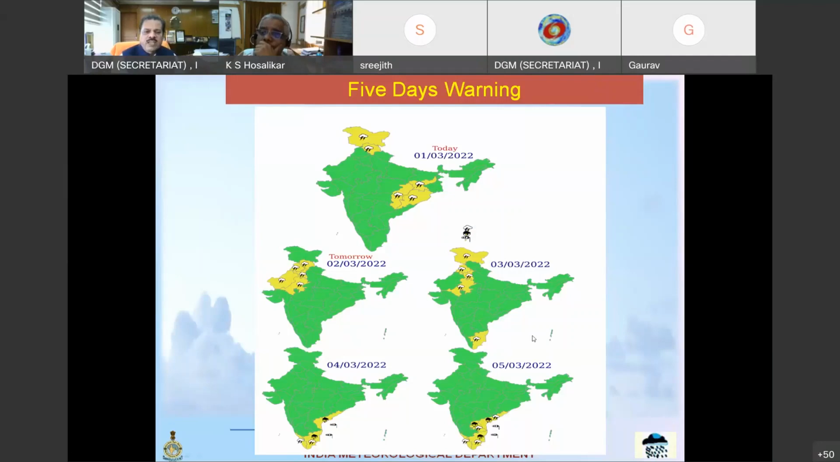Apart from that, we can expect some isolated activities over remaining parts of northwest India, like Jammu and Kashmir and Himachal Pradesh, in association with the western disturbances on 1st and 2nd, followed by on 3rd. So there are 2 systems now for the next 5 days. One is the western disturbance, which is expected to move across northwest India. Another is the low pressure area, now located over southeast Bay of Bengal, which will move towards the Sri Lanka coast and hence cause rainfall activity over the southern peninsula.